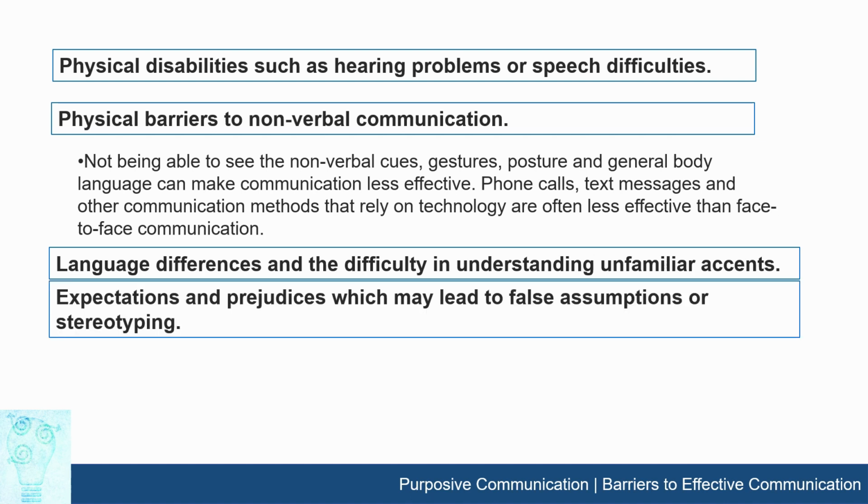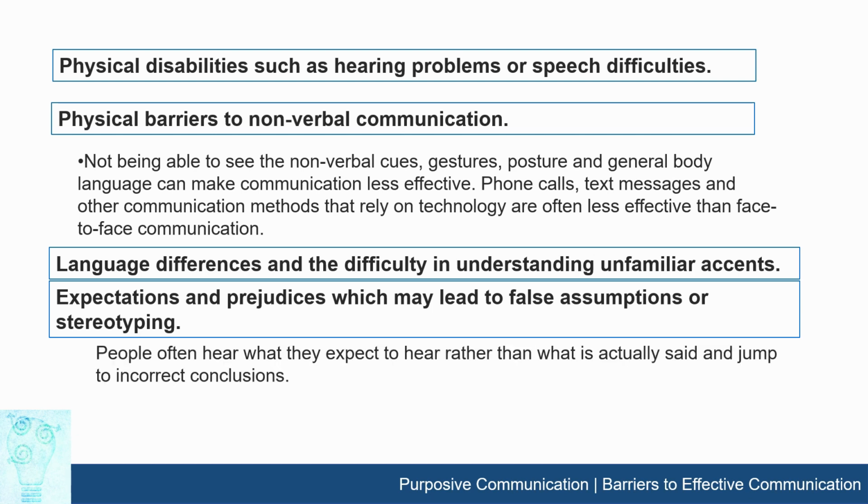Expectations and prejudices which may lead to false assumptions or stereotyping. People often hear what they expect to hear rather than what is actually said and jump to incorrect conclusions. Can you relate to this? Sometimes when someone is saying, it's not yet finished, you already jump to a conclusion. So we already have the expectation and prejudice. When you say prejudice, remember, it's a preconceived notion. So that's a barrier. What we need is to listen attentively, carefully, and understand what they're trying to say, and make them finish their message before you interrupt them. So let them finish.